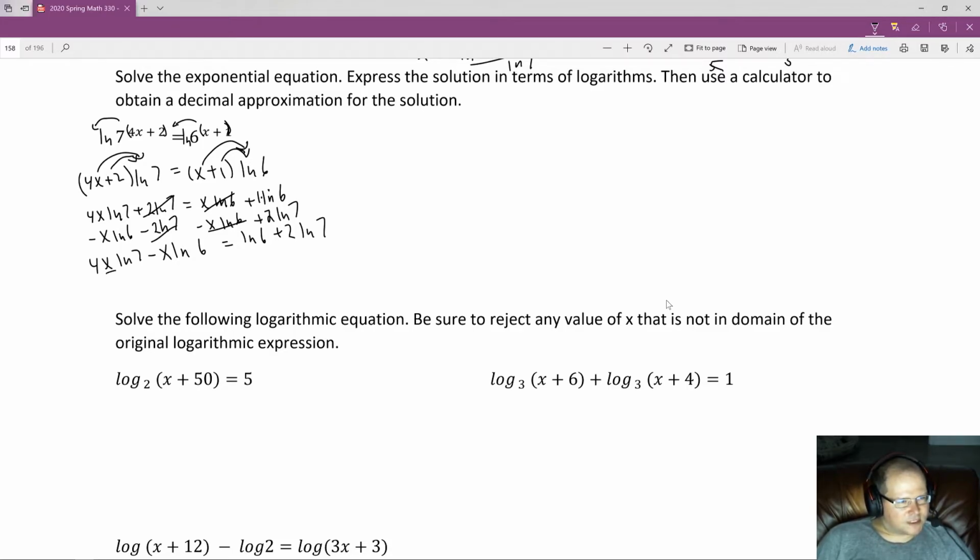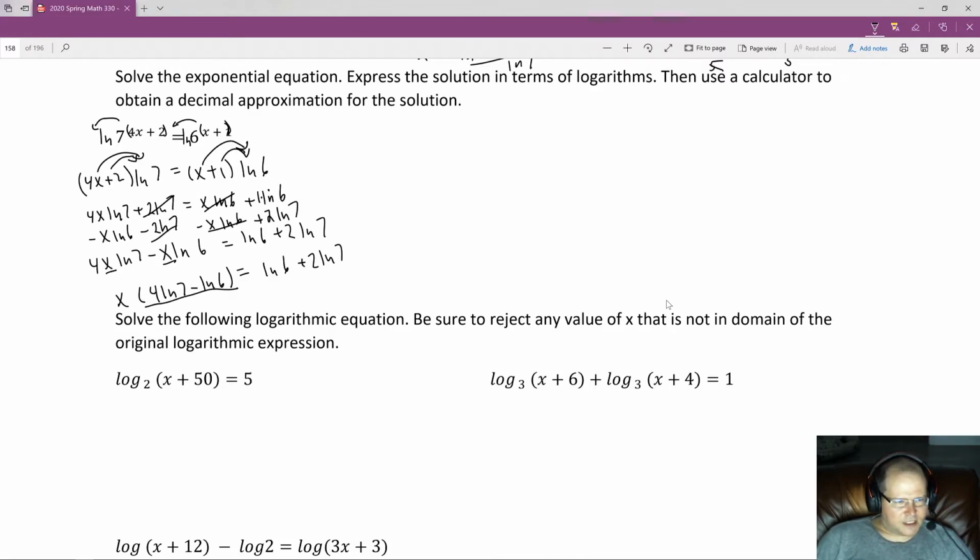Now I can factor this x out of both of these. So I can put the x in front, and that leaves me 4 natural logs of 7 minus natural log of 6 equals, I'm just going to leave this side so far, natural log of 6 plus 2 natural logs of 7. And you can do a little bit of algebraic manipulation there if you want to.